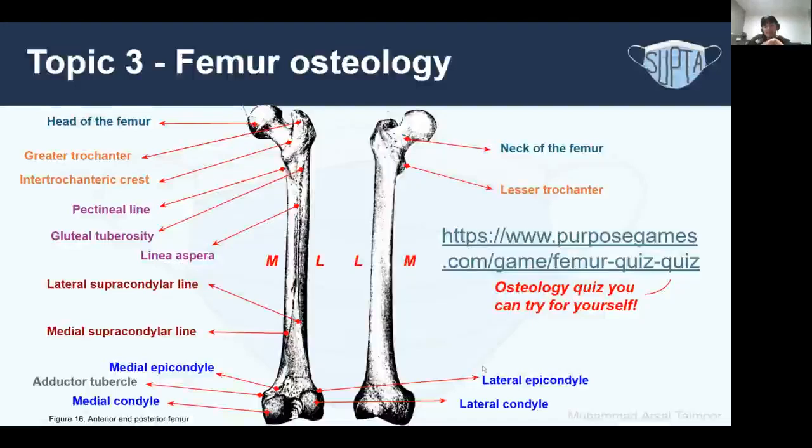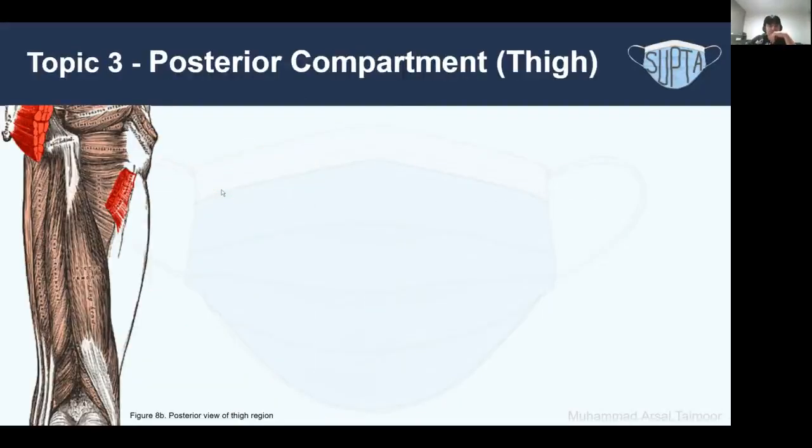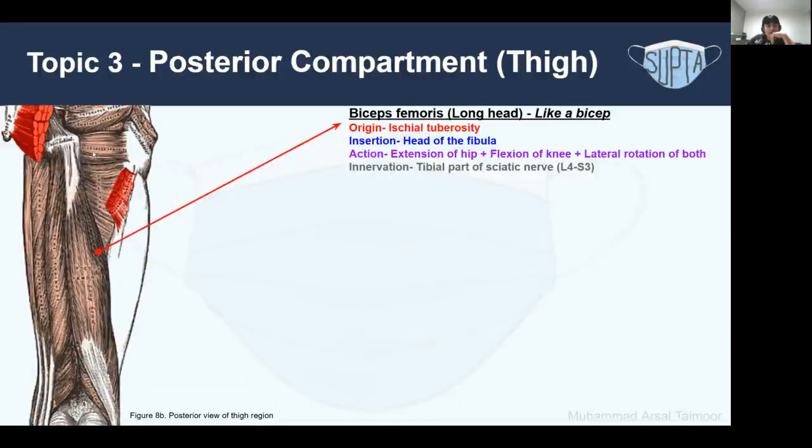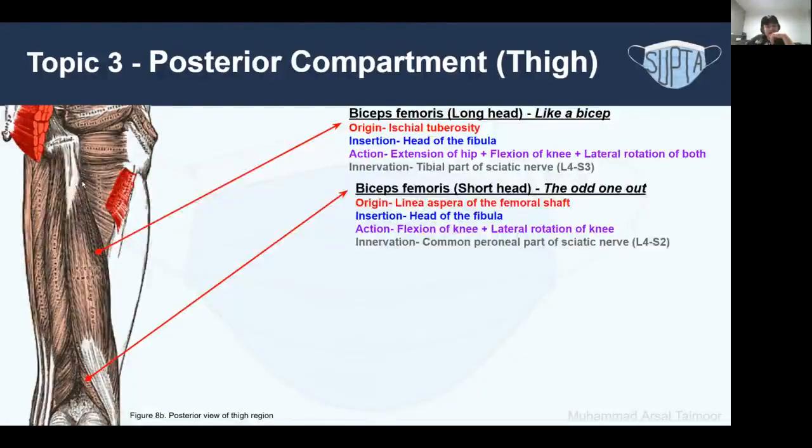And then you've got the other side, you can see the lesser trochanter, neck of the femur. So that's basically osteology. Now, here we've got the hamstrings, the posterior compartment. So you've got the biceps femoris long head, you've got the biceps femoris short head, which sits right underneath.